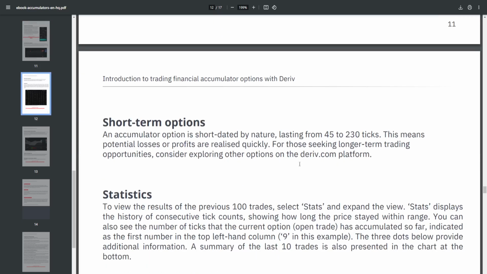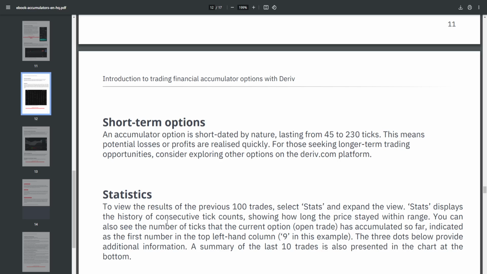Let us proceed. We have short-term options. An accumulator option is short-dated by nature. It can only last from 45 ticks to 230 ticks. 1 tick is like 1 second. So we can say it can last from 45 seconds to 230 seconds. This means that any potential losses or profits are realized very, very quickly.